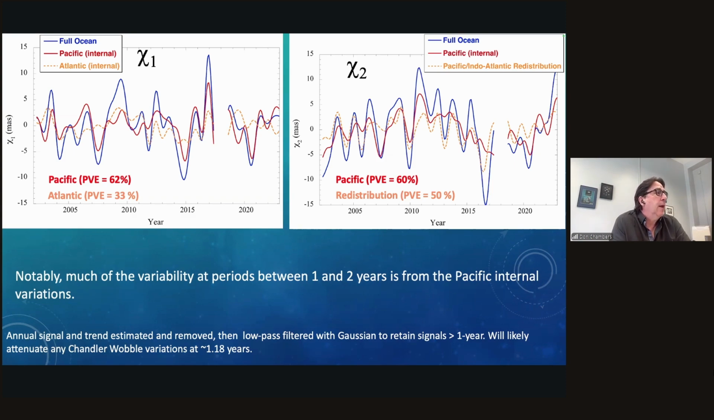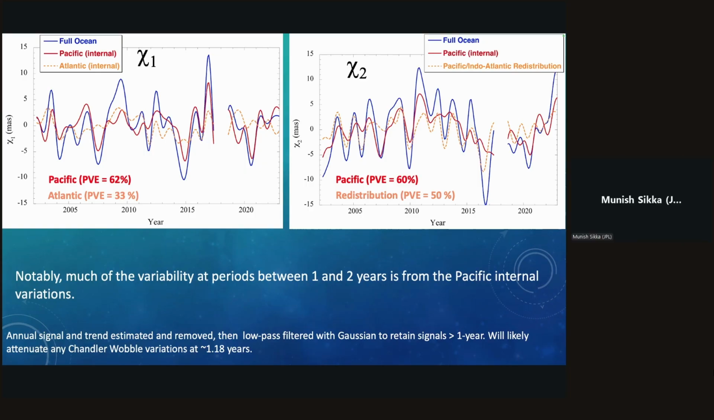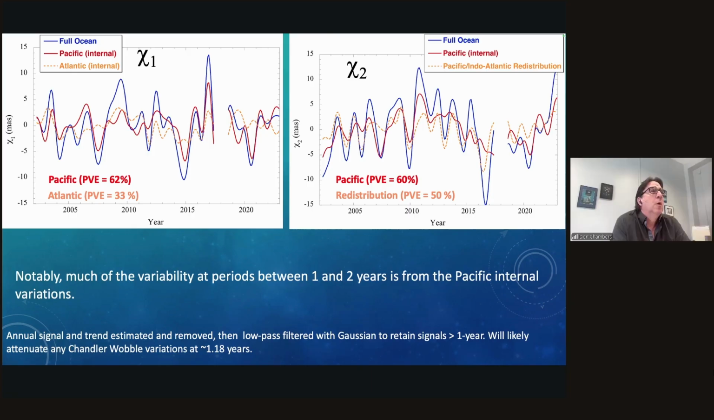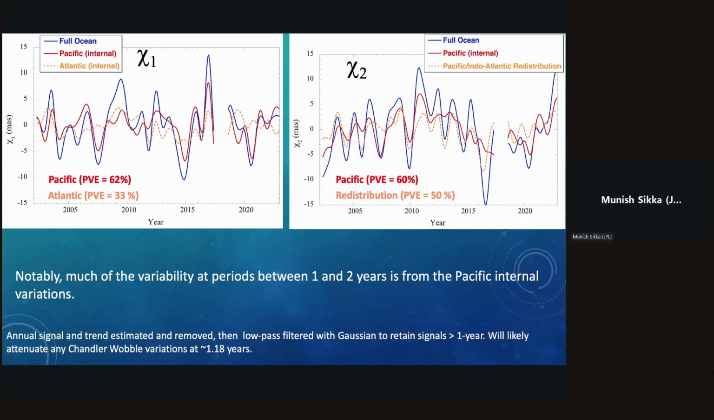I will say that, from some preliminary analysis, most of the variability in periods between 1 and 2 years appears to be coming mainly from the Pacific internal variations. And so the goals now are to quantify where exactly in the Pacific is causing this. Is it one area, or is it just variability all over the Pacific that's driving much of this? One minute left. I'm done.